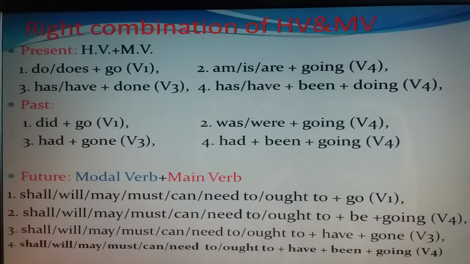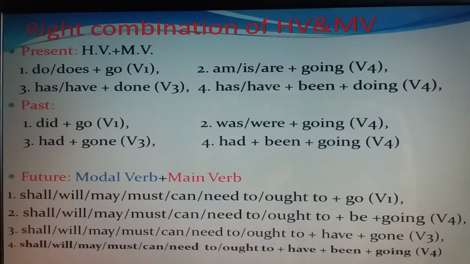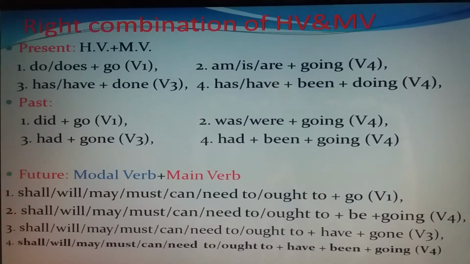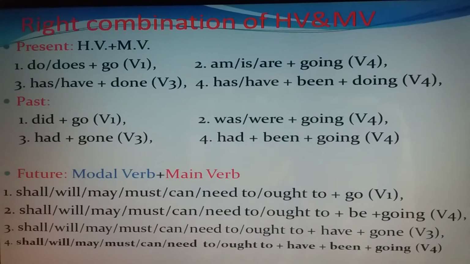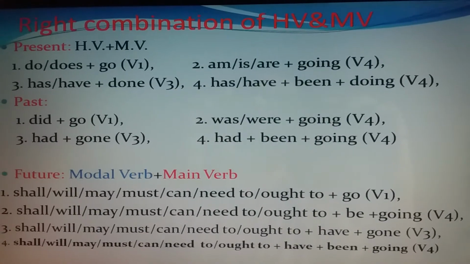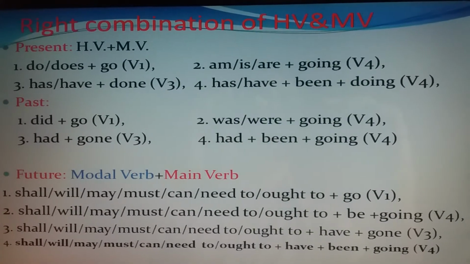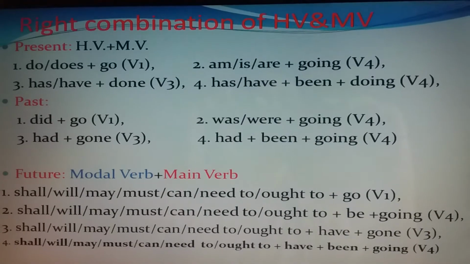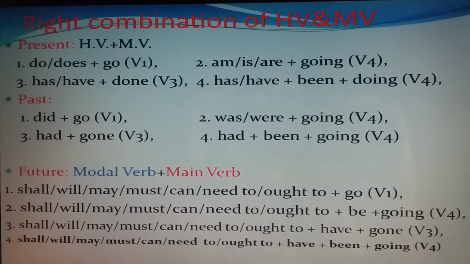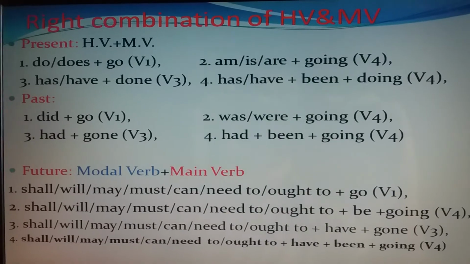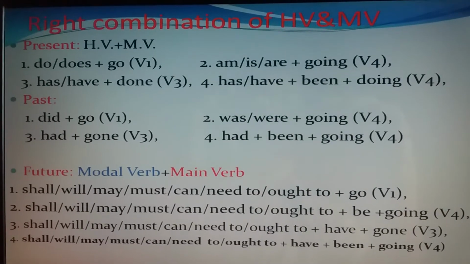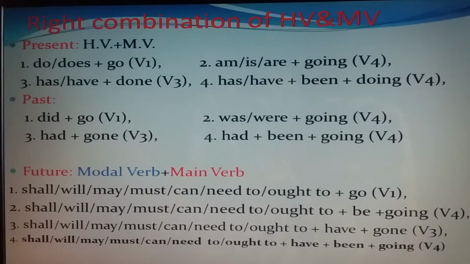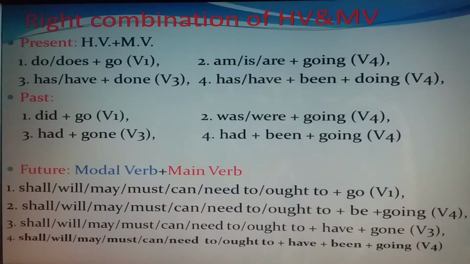In the same way, if you want to use in the present, am, is, are. For the subject I, we will take am. For the subject he, she, it, we will take is. For the subject we, you, they, we will take are. Plus going, the present participle verb. Then the third variety, has or have, plus done or gone, V3, the past participle verb. This is the right combination.